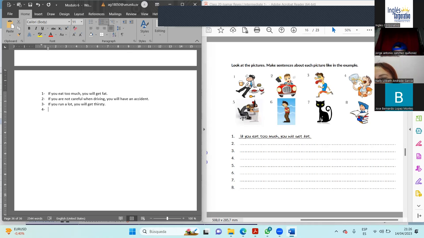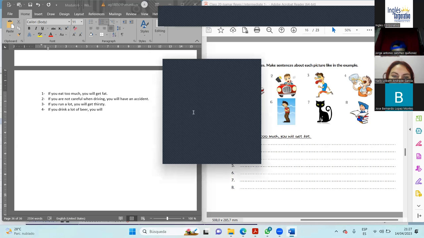Number four. I think it's a beer. If you drink beer, you will be happy. If you drink a lot of beer, you will get drunk. If you drink a lot of beer, you will... You will? Will get drunk. You will get drunk. Okay.